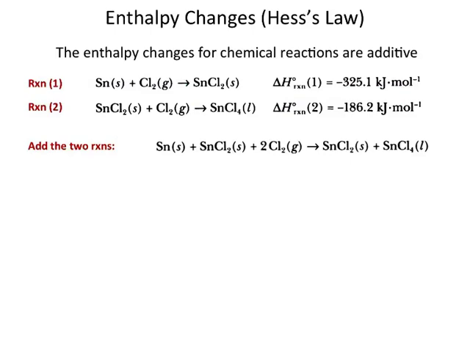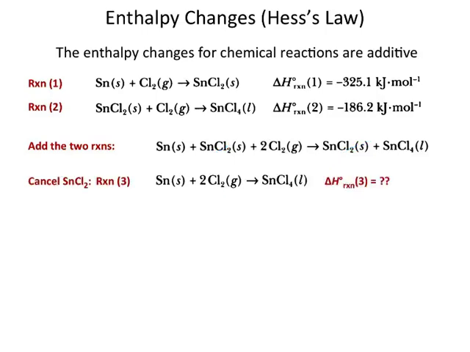Now we can cross out the tin 2 chloride, because that's present on both sides of this reaction arrow, just like you could cross out a term that's present on both sides of the equal sign in a mathematical equation. And that gives us reaction 3. Okay, so we just added these two chemical equations together.